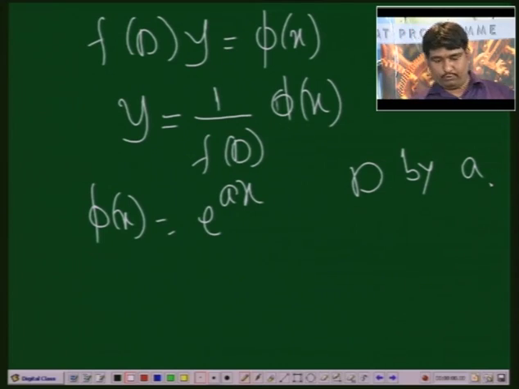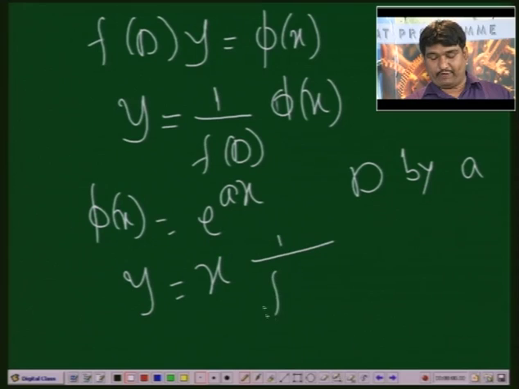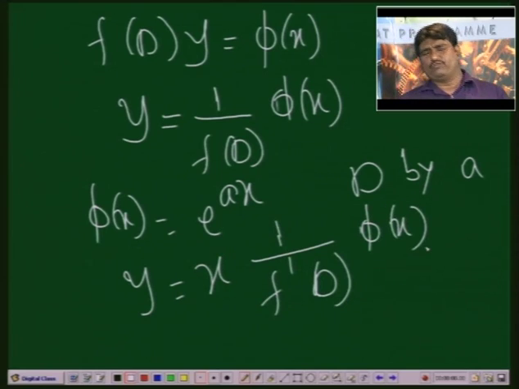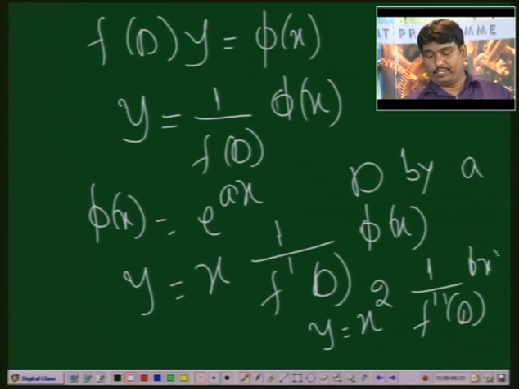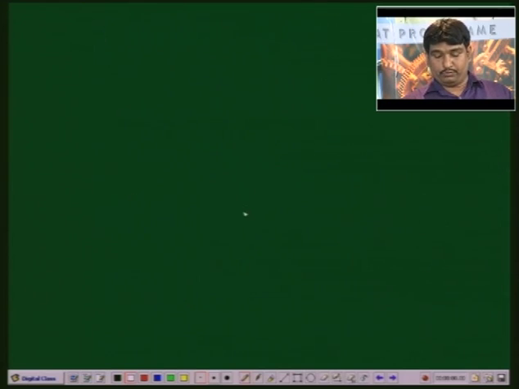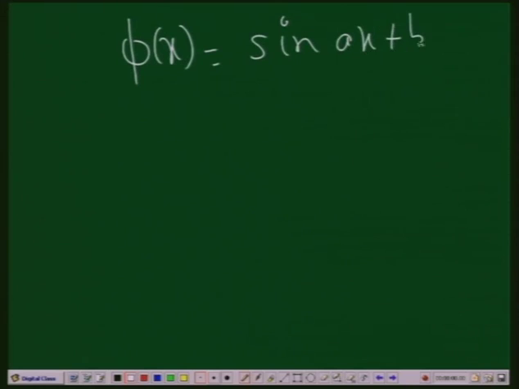If the denominator becomes 0, then the rule is x into 1 by f dash. You just differentiate the denominator and then operate it on phi(x). The same rule follows. Now you replace D by a provided f'(a), that is the denominator, is not equal to 0. If the denominator becomes 0 again, then y will be x² into 1 by f''(D) operated on phi(x), and so on. You continue the procedure. Now suppose phi(x) is sin(ax + b) or cos(ax + b).